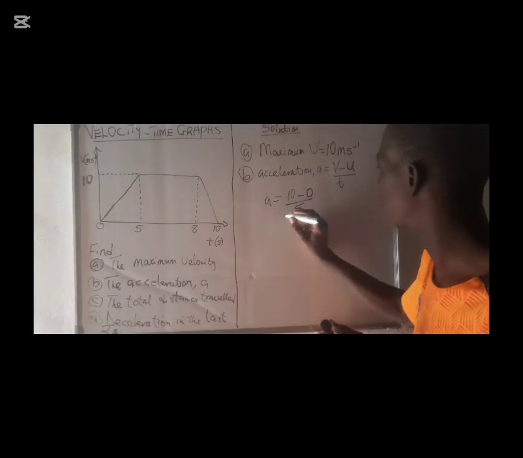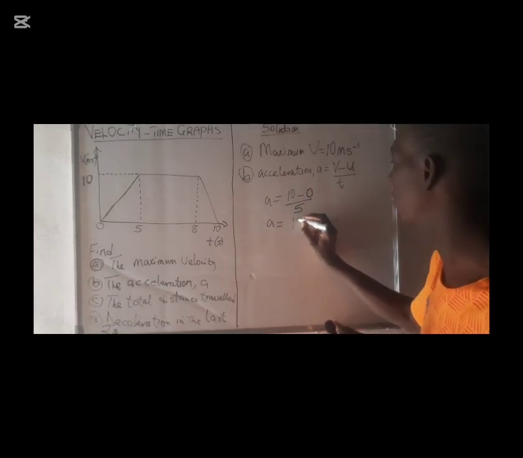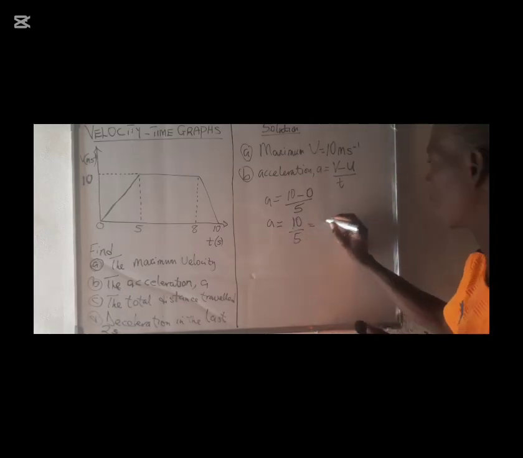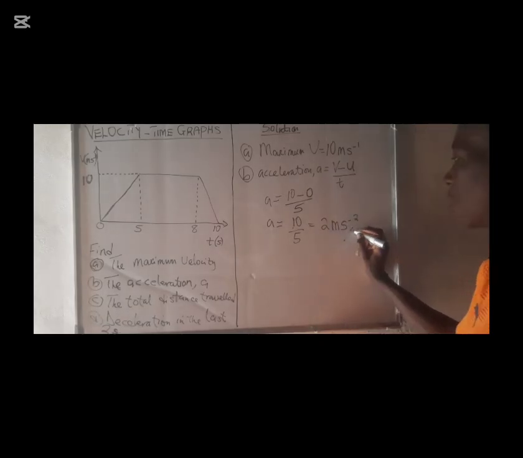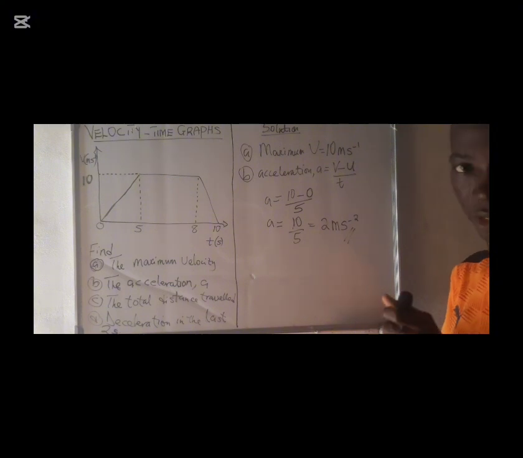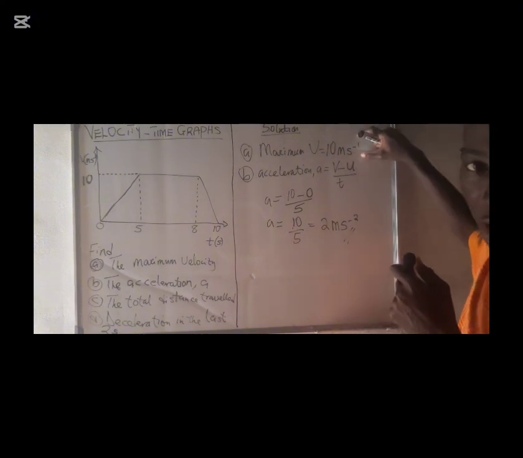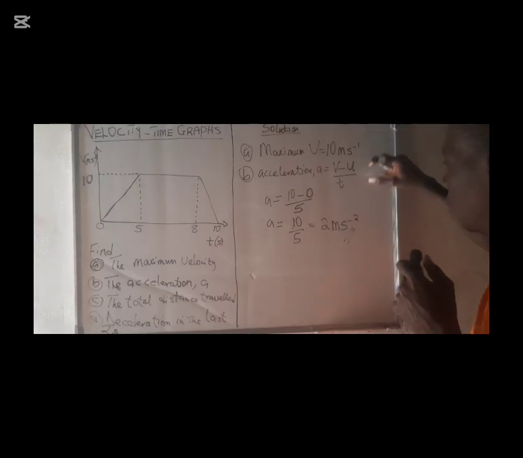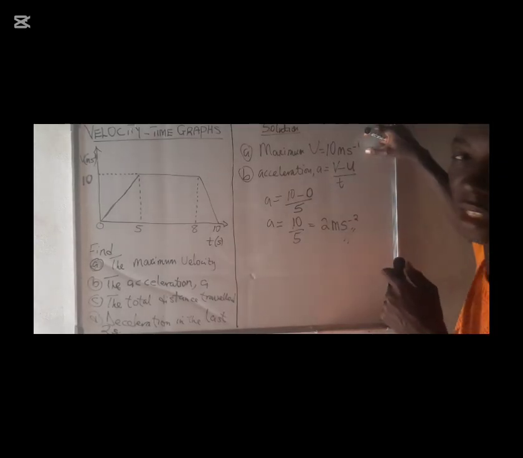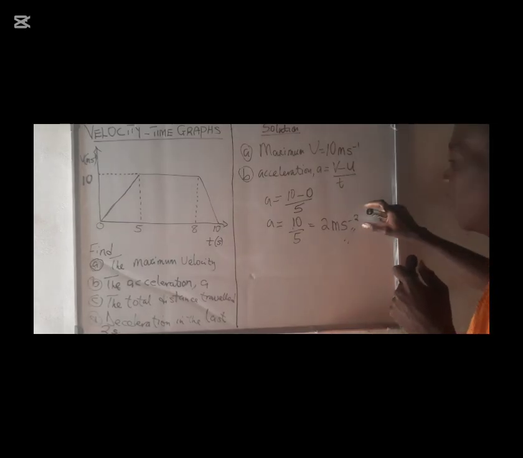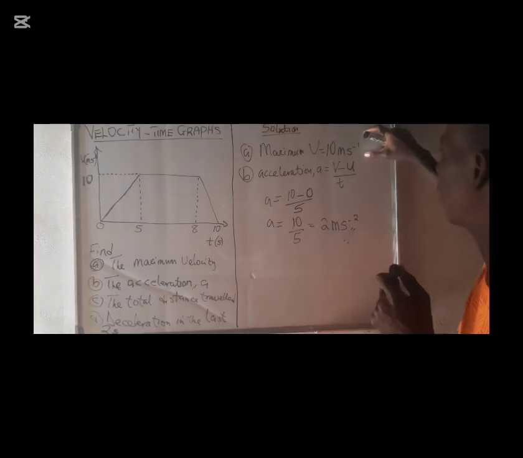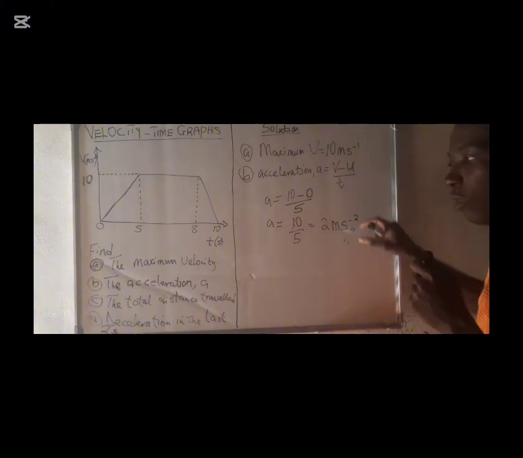So we said our a is equal to 10 minus 0, that's 10 over 5, and 10 divided by 5 gives us 2. So it is 2 meters per second squared. This is our acceleration. It's different from the maximum velocity, which is in meters per second, while acceleration is in meters per second squared. So that makes it different. It's the unit that makes it different.